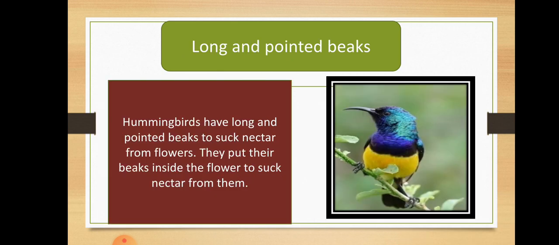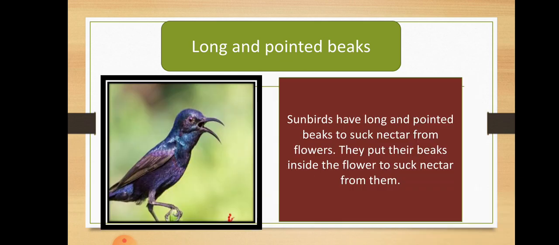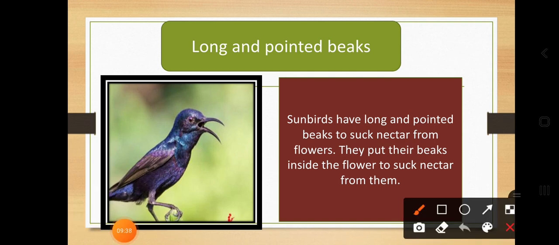Another example about the long and pointed beaks is the hummingbirds. So which type of beak do they have? Long and pointed beaks. So what are they doing? They are putting the beaks inside the flower and sucking the nectar from them. So with the help of their pointed and long beaks, they are sucking the nectar from the flowers. Similarly, the last one we have discussed today is the sunbirds.